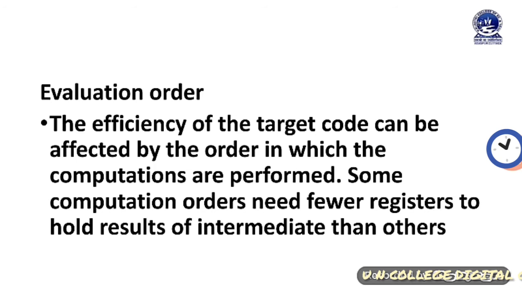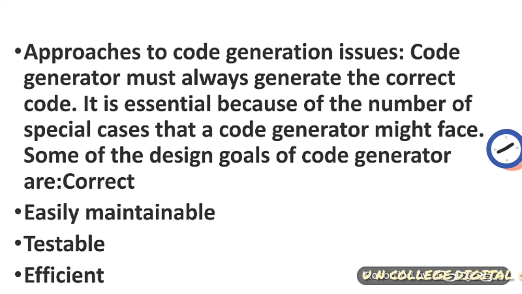Now I am going to discuss evaluation order. The efficiency of the target code can be affected by the order in which the computations are performed. Some computation orders need fewer registers to hold intermediate results than others. Approaches to code generation issues. The code generator must always generate correct code. It is essential because of the number of special cases that a code generator might face. Some of the design goals of a code generator are correct code, easily maintainable, testable, efficient, etc.